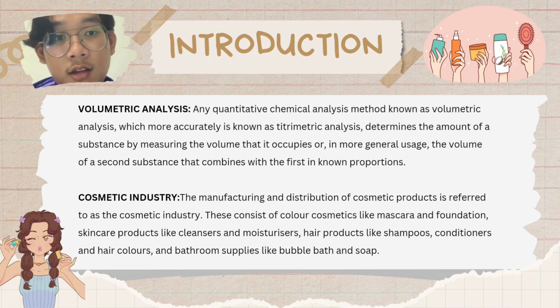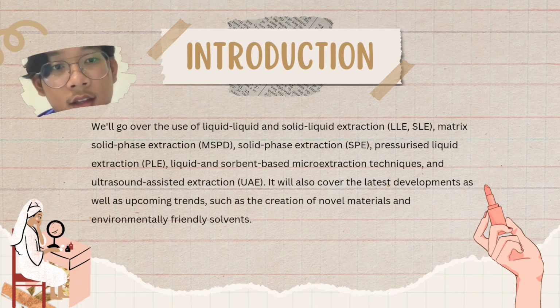What is the cosmetic industry? The manufacturing and distribution of cosmetic products is referred to as the cosmetic industry. This consists of color cosmetics like mascara and foundation, skincare products like cleanser and moisturizers, hair products like shampoos, conditioners and hair colors, and bathroom supplies like bubble baths and soap. So when we talk about volumetric analysis in the cosmetic industry, we will go over the use of liquid-liquid extraction, matrix solid phase extraction, solid phase extraction, pressurized liquid extraction, liquid and solvent based micro extraction techniques, and ultrasound assisted extraction. It will also cover the latest developments as well as upcoming trends, such as the creation of novel materials and environmentally friendly solvents.